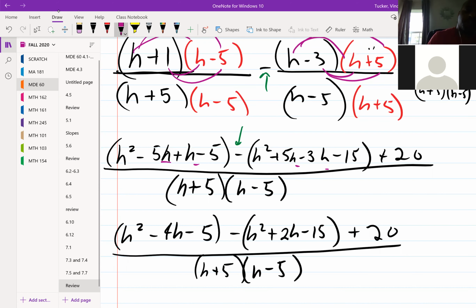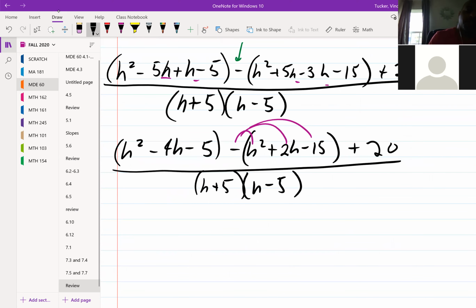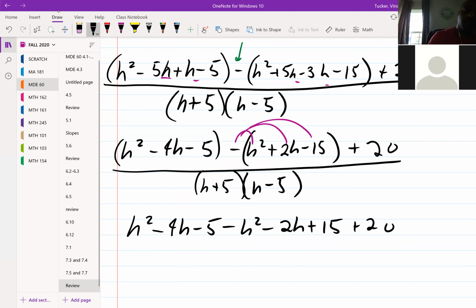And now I distribute. Always make sure you're careful and you look at everything because it's easy to make a mistake with all of these signs and distribution. That plus 20 is still back there.